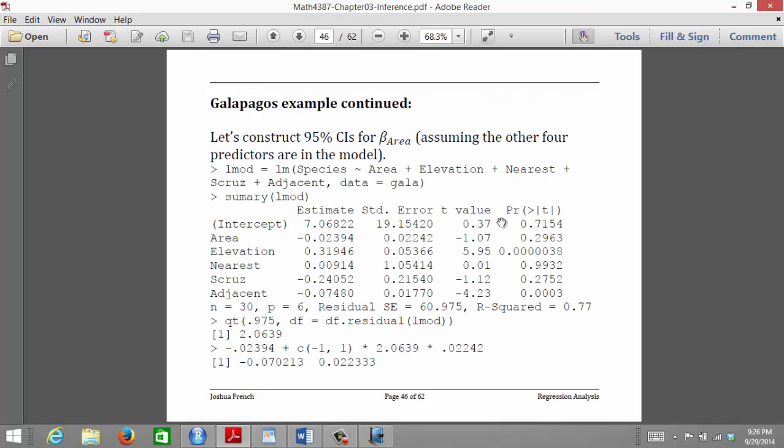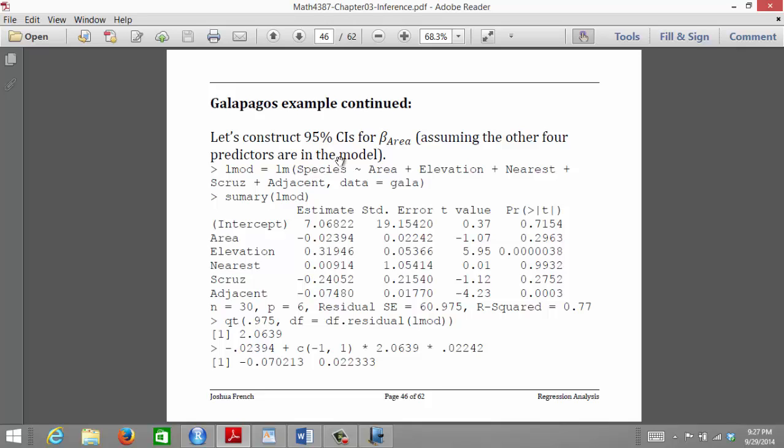So let's just do some examples here of how we would construct these confidence intervals or confidence regions. First of all, let's construct a 95% confidence interval for beta area, the regression coefficient related to the area predictor, and this is assuming the other 4 predictors are in the model. So once again, the interpretation and the results depend on the other predictors that are going to be in our regression model.